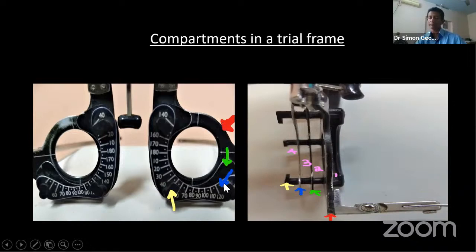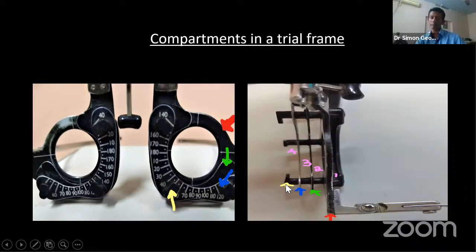And in front of it, marked by the blue arrow, is a frame where the axis is marked. You can see the 90 degrees marked here, 180 degrees marked here. And it is in this third compartment that you're going to put the cylindrical lenses. See, the spherical lenses are put in the second compartment, which is just in front of the main frame. And the cylindrical lenses are put just behind this frame where the markings are.